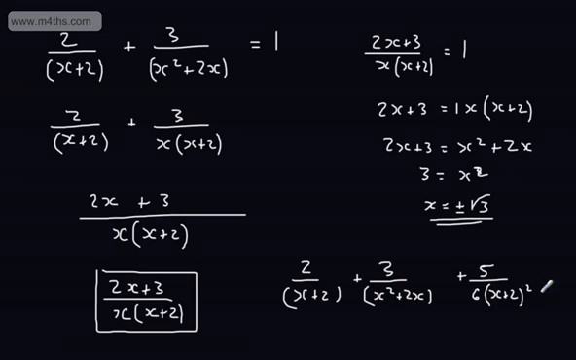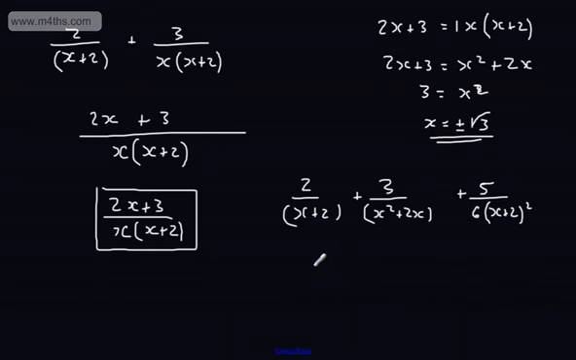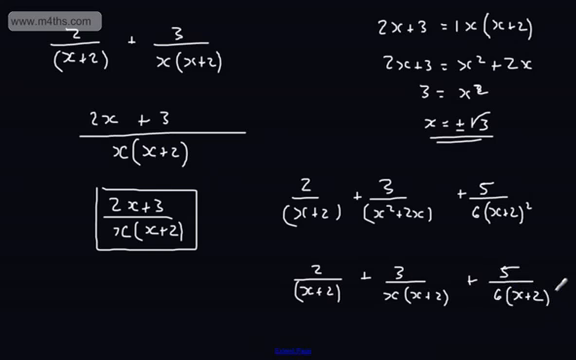Now what I'm going to do is find a common denominator. We're not going to go ahead and simplify this as such, but we're just going to find the common denominator. So let's go ahead and just rewrite this. We've got 2 over x plus 2 plus, now we've seen that we can factor this one as x, x plus 2. Now I've got plus 5 over 6 times x plus 2 all squared.